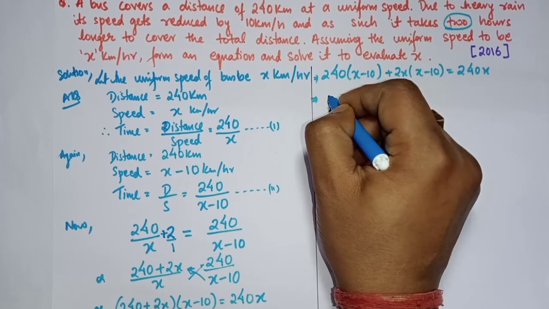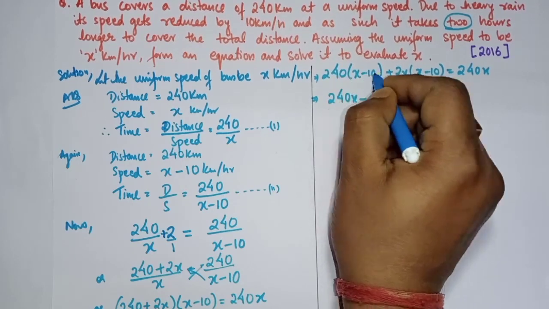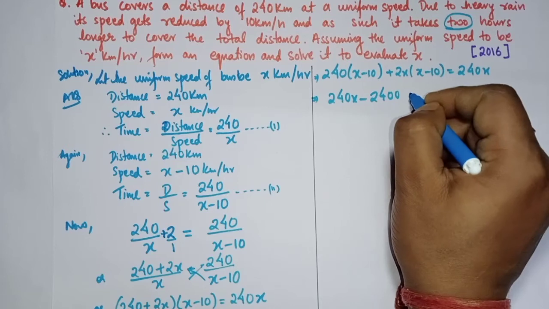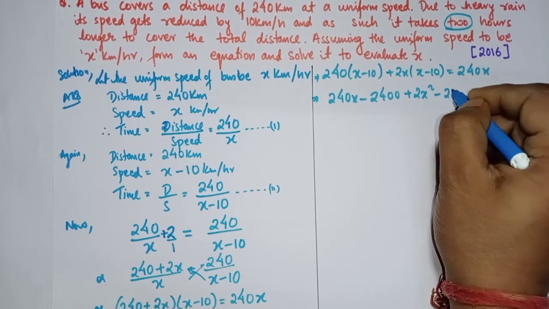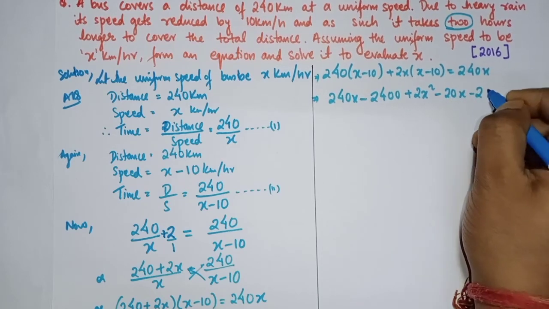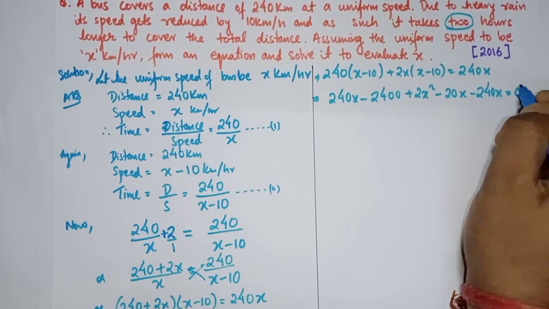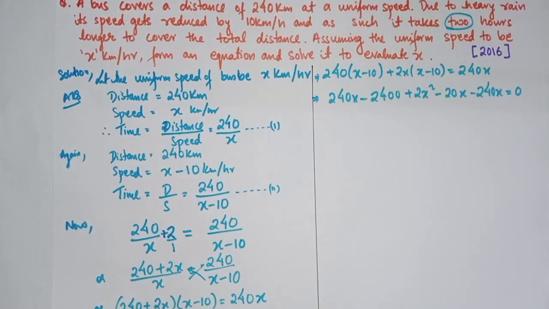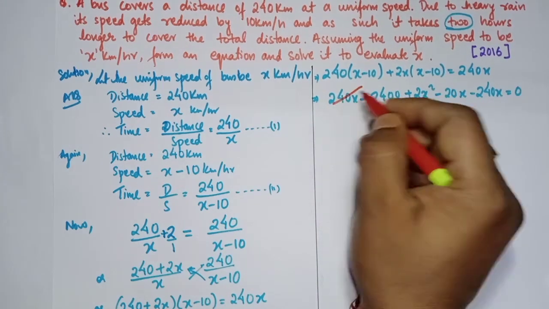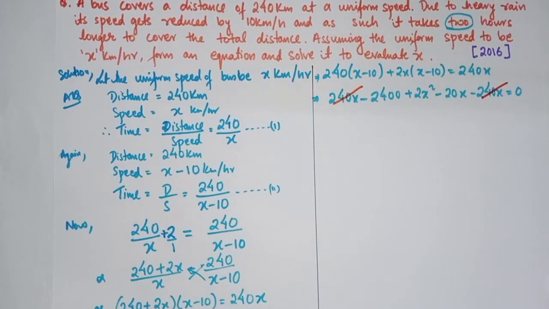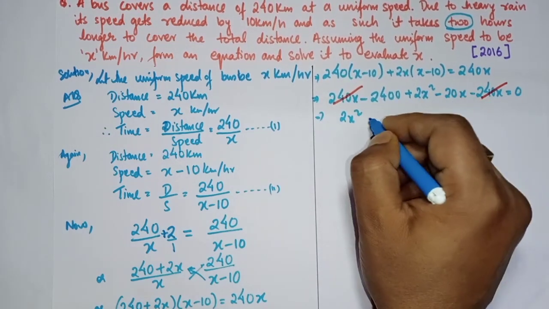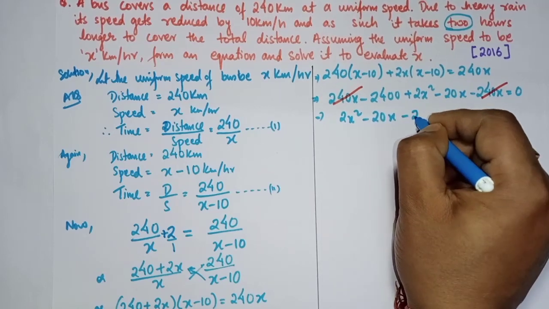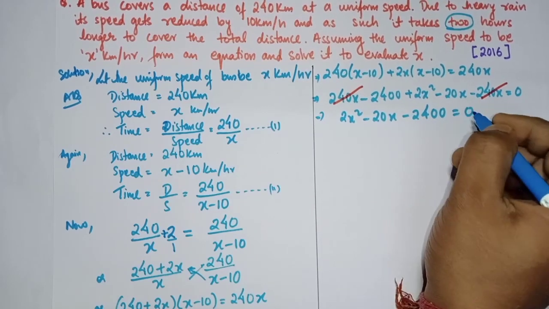Now 240 into x is 240x, minus 240 into 10 is 2400, plus 2x into x is 2x square, minus 2 tens are 20x. So I'll bring this to this side, so minus 240x equals 0. So we have to make it in standard form. Here you can see that 240x and minus 240x get cancelled. Now we'll form the standard form. So this will be 2x square minus 20x minus 2400 equals 0.